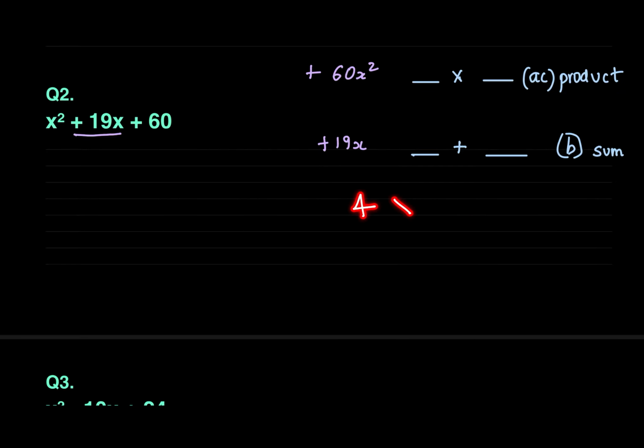4 into 15 is going to give me 60, yes. And 15 plus 4 is 19, so let us try and work this out. So it's going to be 15x into 4x will give me 60x square, yes. And 15x plus 4x will also give me this 19x. So these two terms we are going to place in between and then group them together quickly.